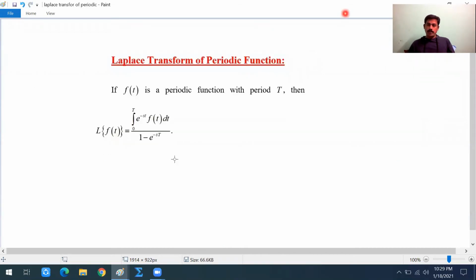Now we are going to see the Laplace transform of a periodic function. If f of t is a periodic function with period T, then L of f of t equals integral 0 to T e power minus st into f of t dt, whole thing divided by 1 minus e power minus sT. Here the capital T denotes the period of the given periodic function. Whenever a periodic function is given in our problem, we have to apply this formula to find the Laplace transformation.